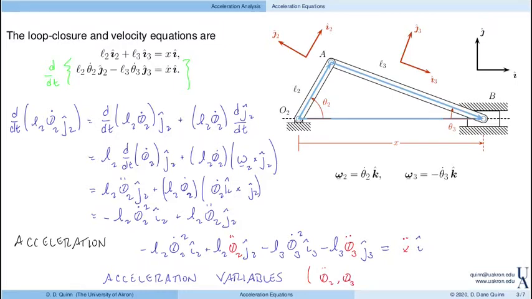Notice that the acceleration equation is a vector equation, so it has two components. We have three acceleration variables. So to solve for these, we need to know one. You give me one of these quantities, and I will find the other two using, again, the acceleration equations. Typically, we're given theta 2 double dot, and then we would find theta 3 double dot and x double dot, the acceleration of the slider.